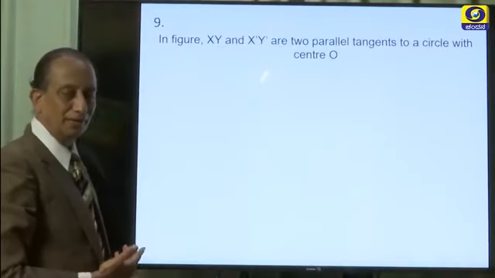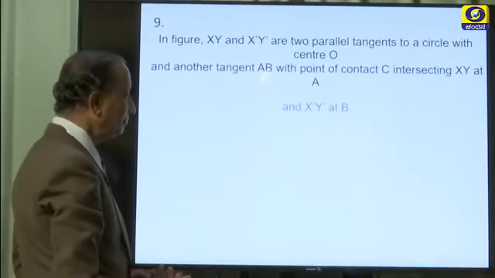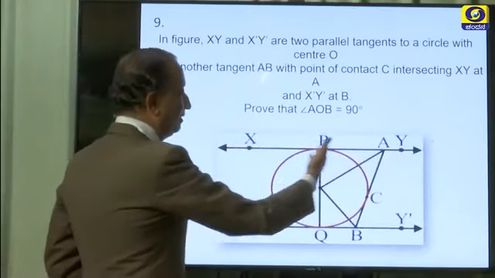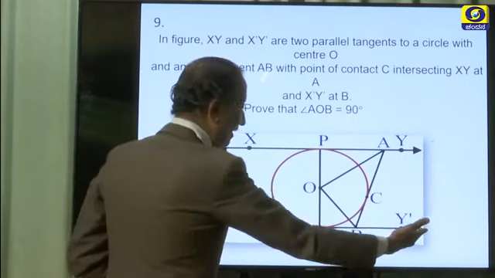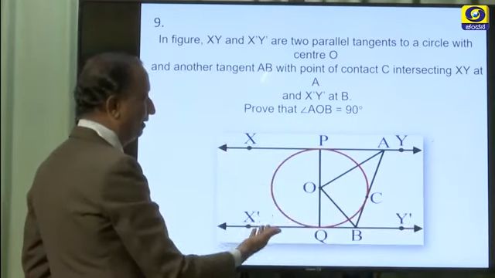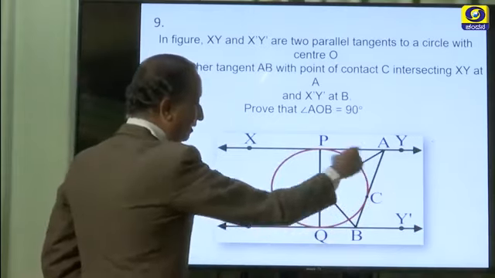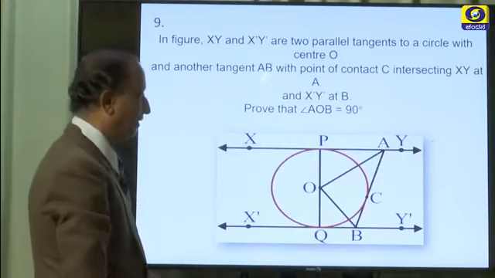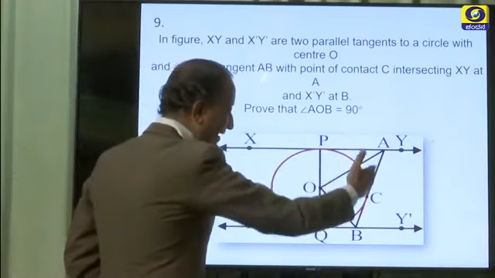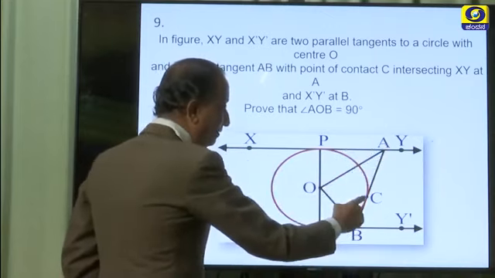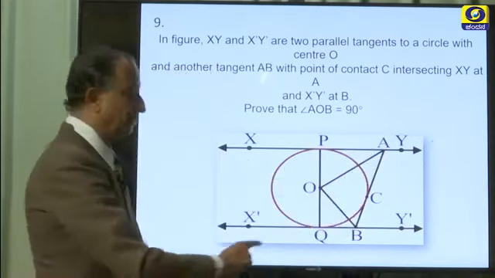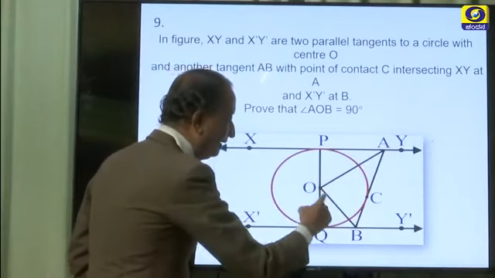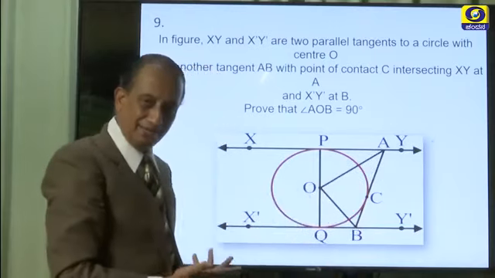This is problem number 9 from the same exercise. Okay. So, here is the figure for this. You can see here this XY and X dash Y dash are two parallel tangents to this circle with center O, P and Q being their points of contact. Now, here is one more tangent, AB, like this, which is touching the circle at C. So, using this data, we have to find out what is the measure of angle AOB. Can you make any guess, children?